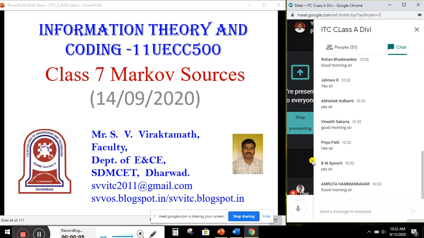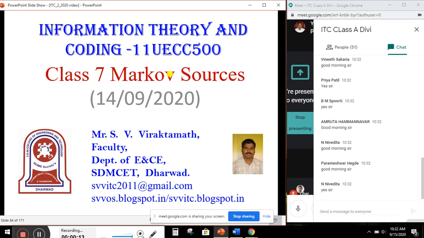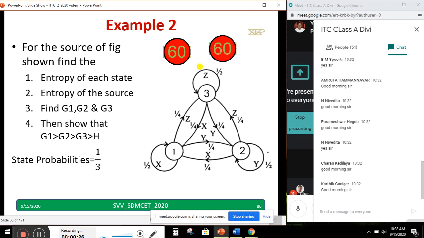So now let us start today's class. We continue the discussion of Markov sources. Now we are discussing a Markov statistical model for information source, entropy and information rate of Markov sources. So this was given to you.